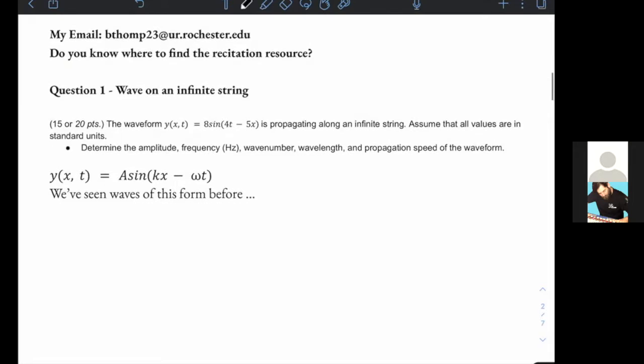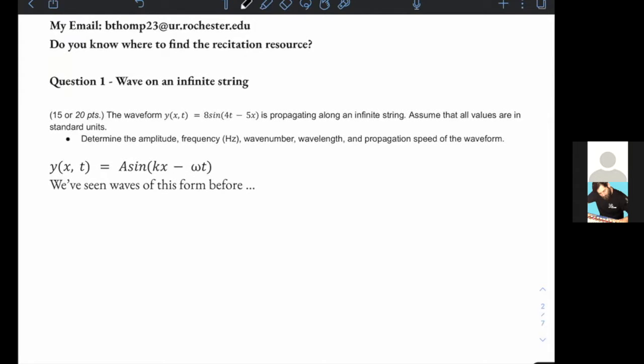All right, so question 1, the waveform y of x comma t equals 8 sine (4t minus 5x), and it's propagating along an infinite string. Assume that all values are in standard units. Determine the amplitude, frequency in hertz, wave number, wavelength, and propagation speed of the waveform.